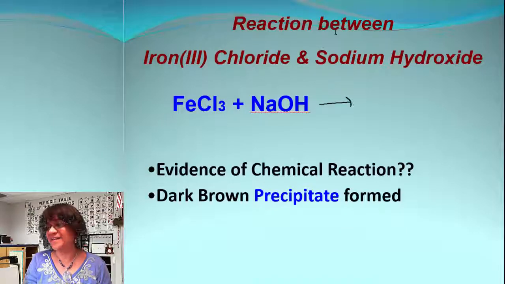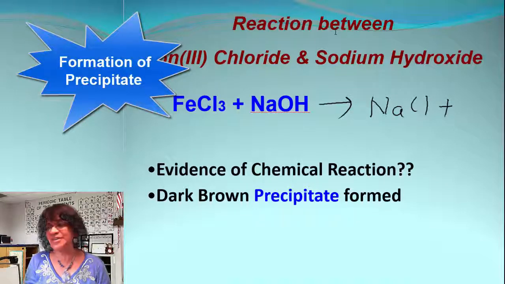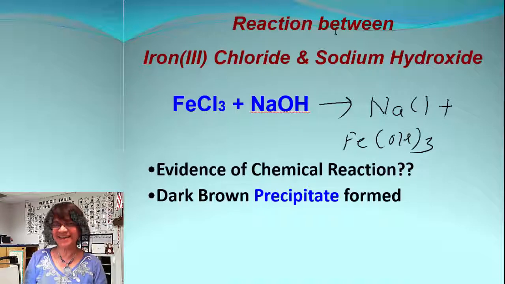So what happened in the reaction? These two chemicals reacted, and we got sodium chloride, which was in solution, but the precipitate which we saw was actually iron hydroxide. And we will discuss more about how to balance reactions later on. So the key point in this reaction was the formation of a precipitate. That is an indication of a new substance. Are you ready for one more reaction?